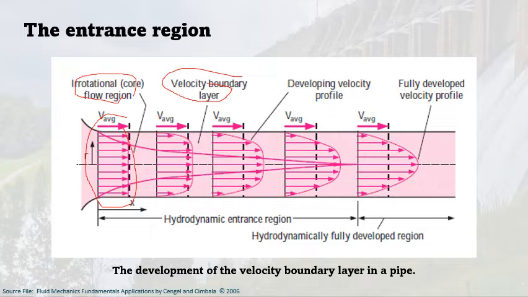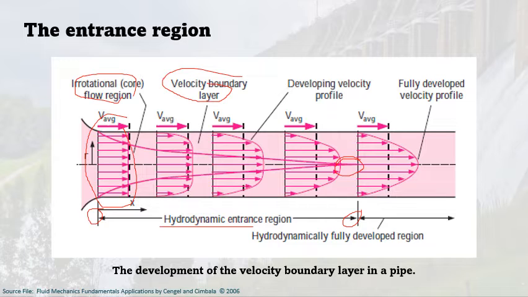The thickness of this boundary layer increases in the flow direction until the boundary layer reaches the pipe center and thus fills the entire pipe as shown here in this figure. The region from the pipe inlet to the point at which the boundary layer merges at the center line is called the hydrodynamic entrance region. So from this point here at the entrance to the point where our velocity boundary layer merges at the pipe center is the hydrodynamic entrance region. And the length of this region is called the hydrodynamic entry length.